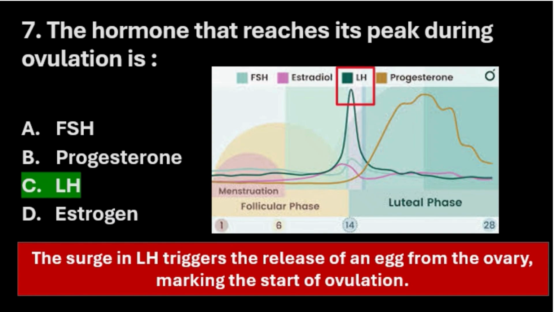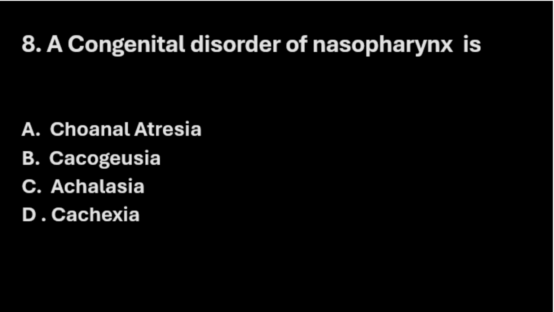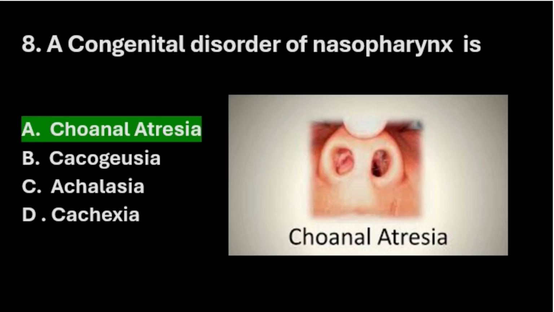Next question. A congenital disorder of nasopharynx is option A choanal atresia, option B coccygesia, option C achalasia, and option D cachexia. Let us see the right answer. The right answer here is option A choanal atresia. Choanal atresia is the congenital disorder of nasopharynx.